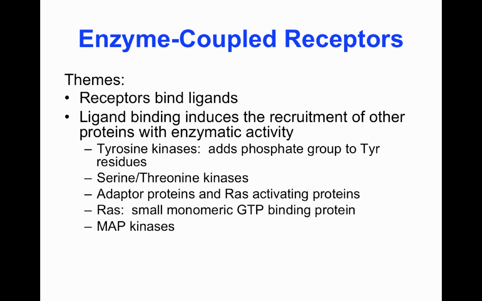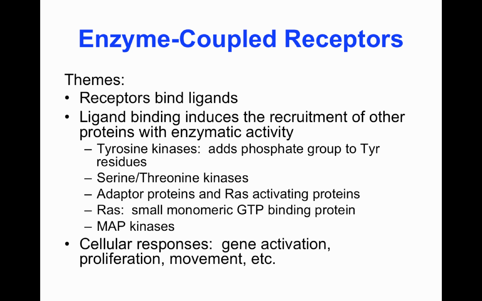They're able to add phosphate to the hydroxyl group in tyrosine residues. Other ones are serine-threonine kinases. They are able to recruit adaptor proteins, and we're going to see another molecule that is going to be RAS. RAS is a different kind of GTP binding protein. This is part of the small monomeric GTP binding protein. And they are also able to activate the MAP kinase pathway. So we're going to learn about all these different pathways now.